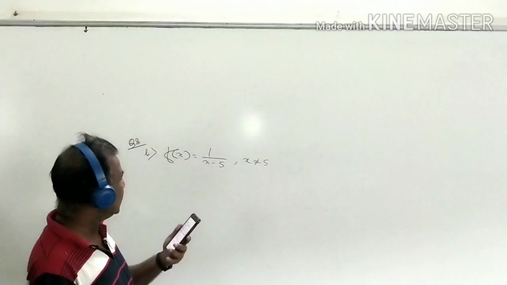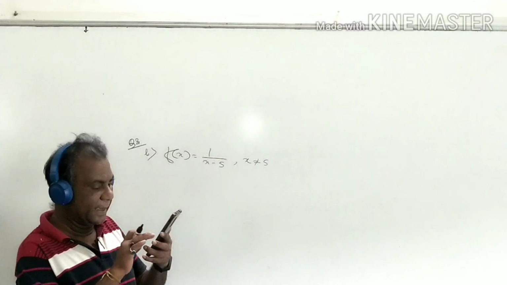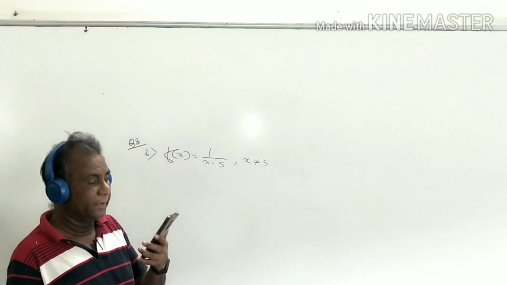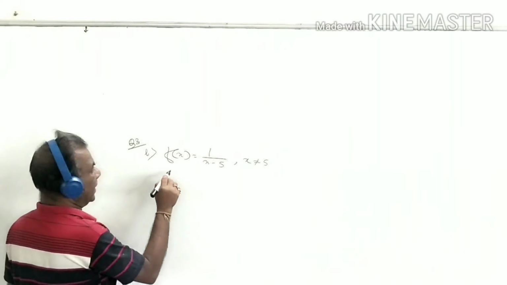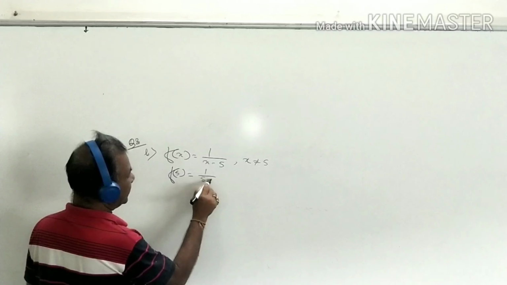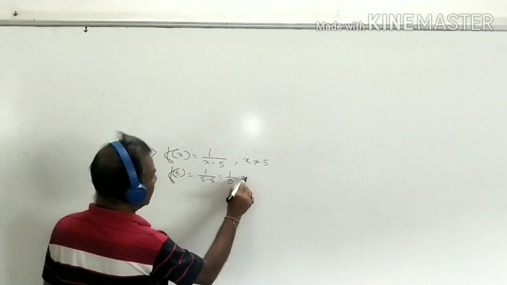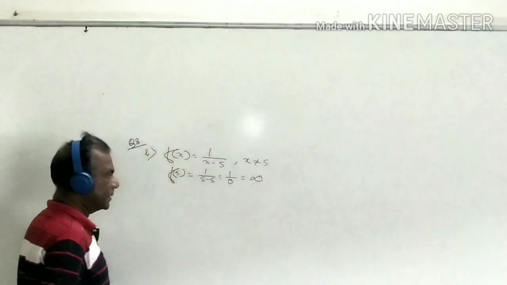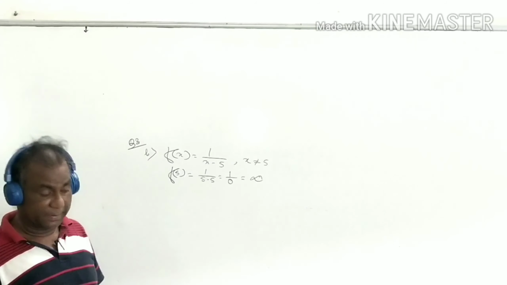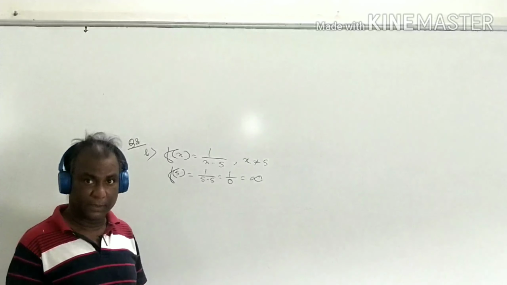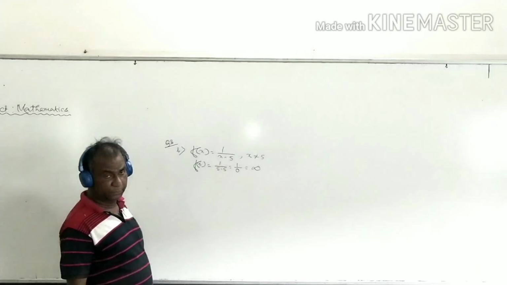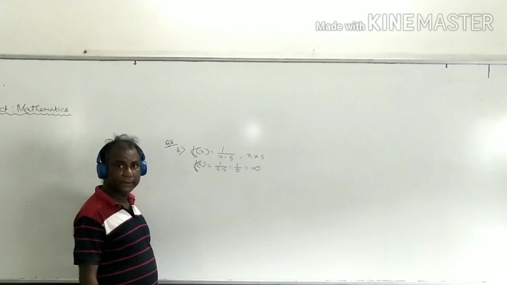Then the second function, you see, f(x) is equal to 1 by x minus 5, x not equal to 5. Now if x is equal to 5, what will happen? 1 by 5 minus 5 equal to 1 by 0 equal to undefined. This shows that the function does not exist at x equal to 5. That means 5 is not in the domain of the given function. Then how can I find out the continuity of the function?